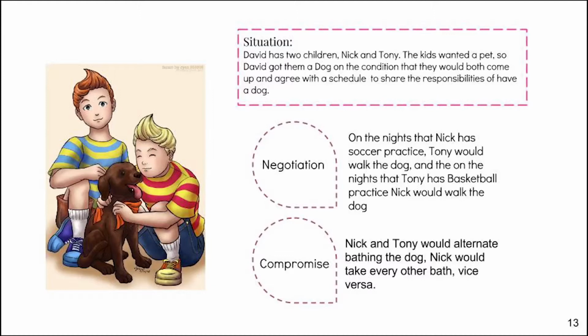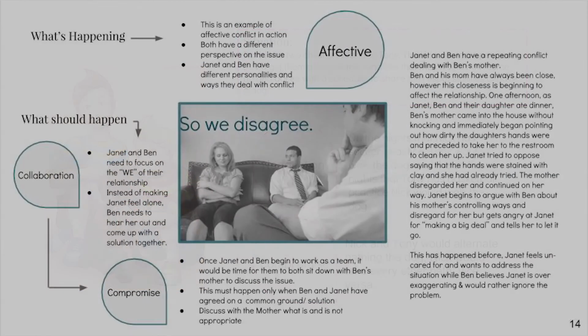The negotiation that they came up with was that on the nights that Nick had soccer practice, Tony would walk the dog, and then on the nights that Tony had basketball practice, Nick would walk the dog. They also compromised on sharing the responsibility of bathing the dog, and they would alternate between baths so that it was fair for everybody.